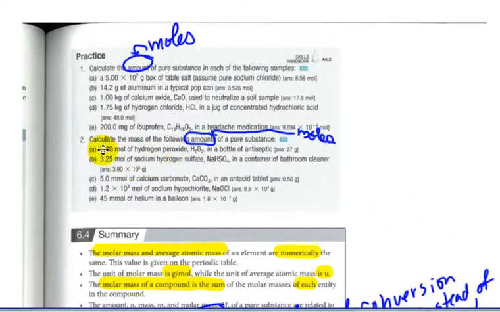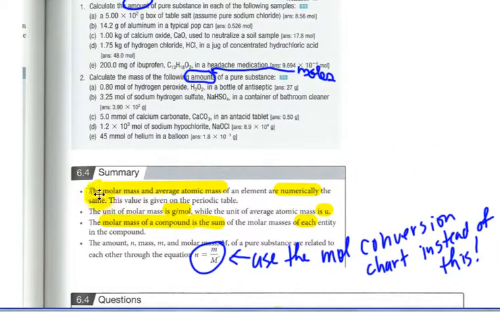Okay, and again you can maybe do one more here just to make sure you have it, and the final answers are there. Okay, so summary here: the molar mass and average atomic mass are numerically the same, but of course they have different values.